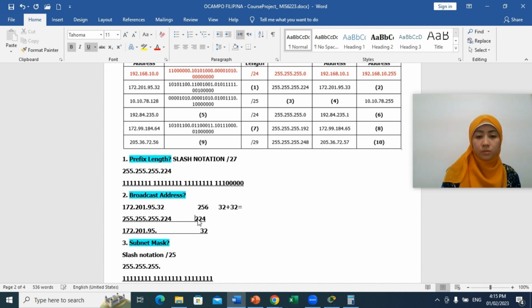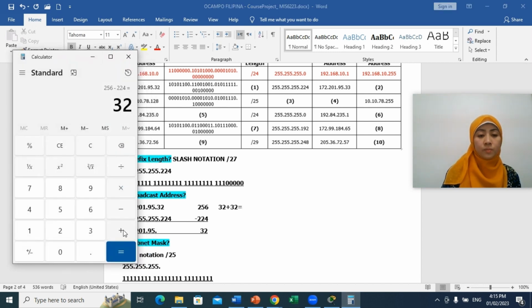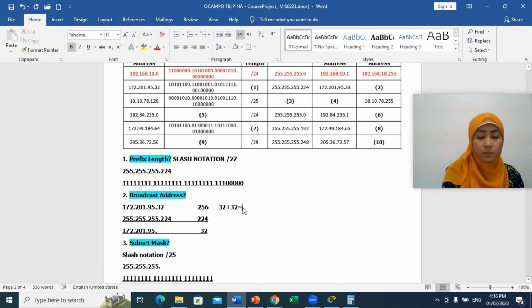I need to put this one so it's clear. So 36 minus 244 is 32. So 32 plus 32 is 64. So now we have the value of 64. 64 is higher than 32, so what we will do is minus 1 from here. So 64 minus 1 is 63.